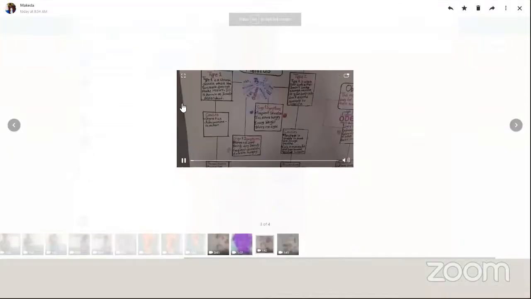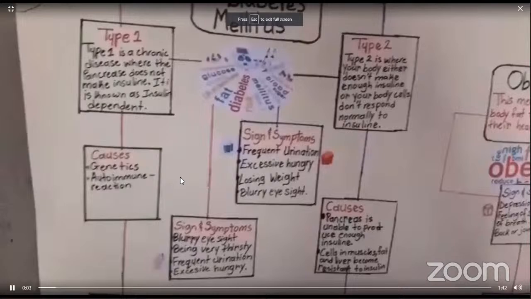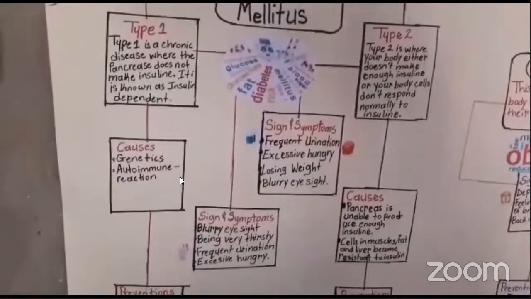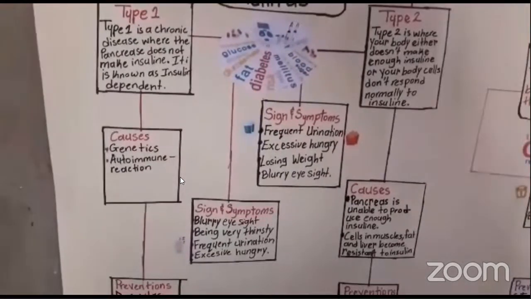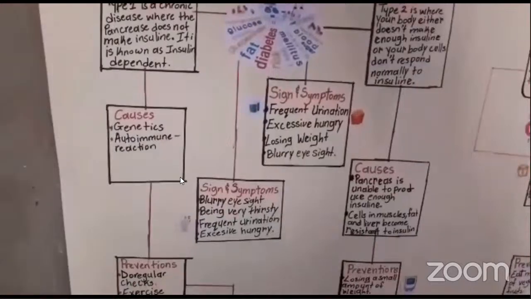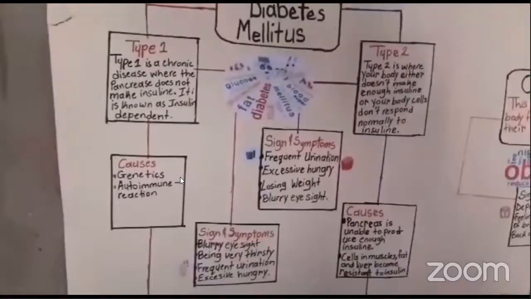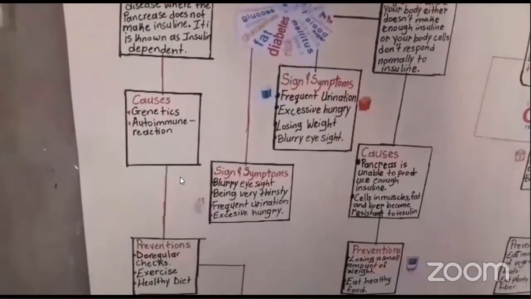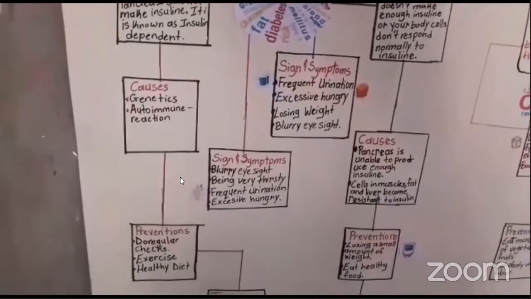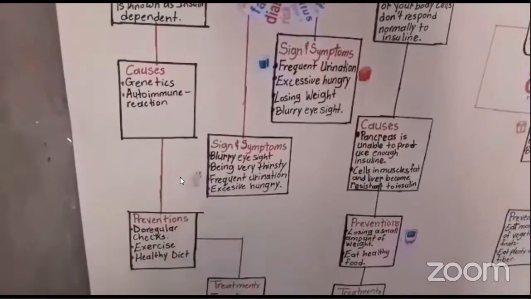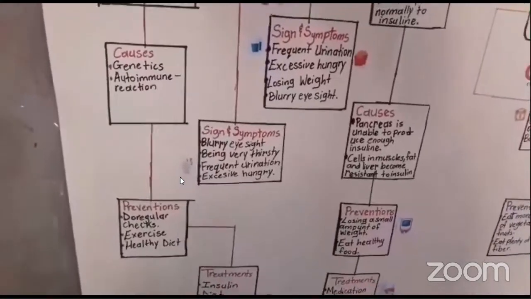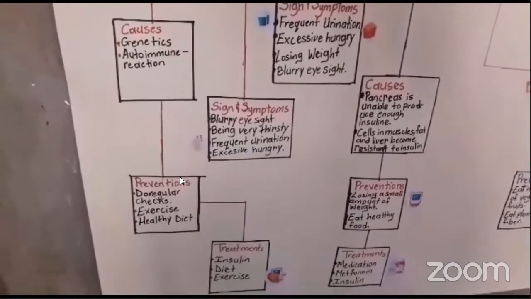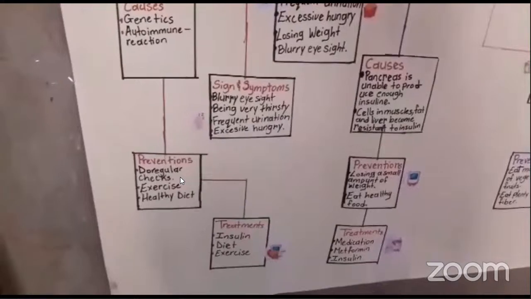Now, let us talk about the signs and symptoms. So for type 1, the signs and symptoms are frequent urination, excessive hunger, losing weight, and blurry eyesight. I would say the same for type 2 as well. Same: blurry eyesight, being very thirsty, frequent urination, excessive hunger, and a person may have a fruity smell on their breath. All right, let's talk about the causes.